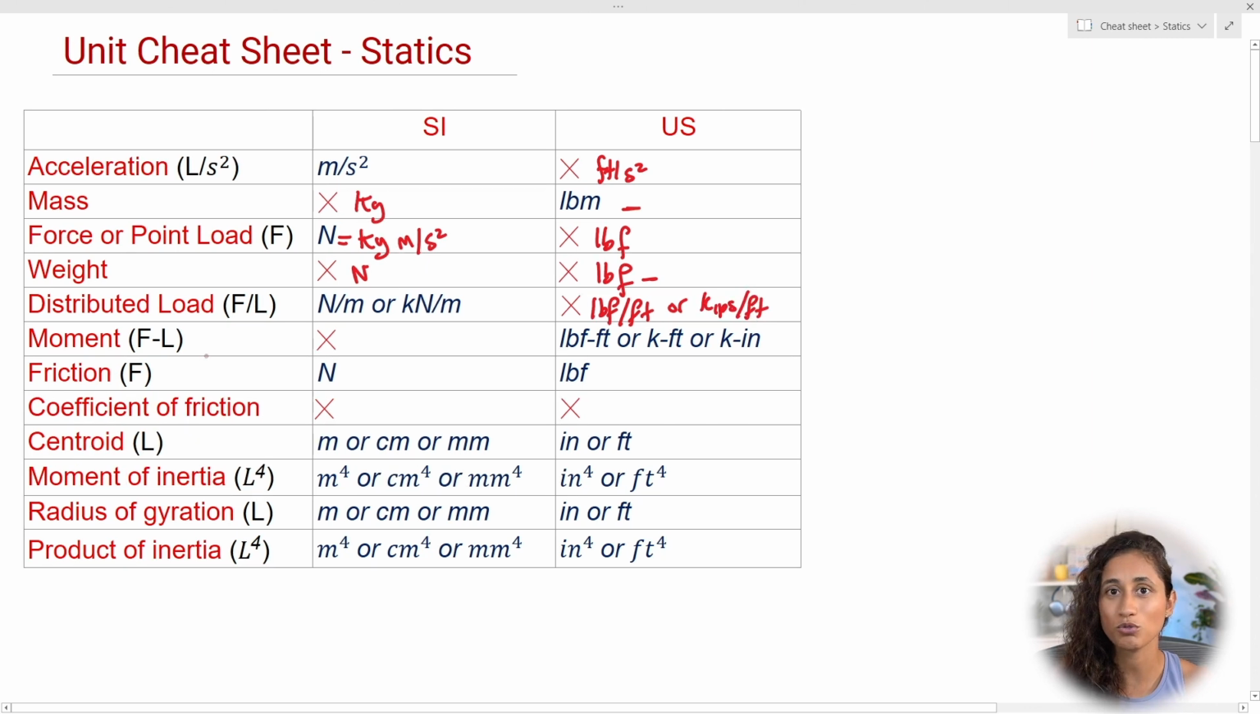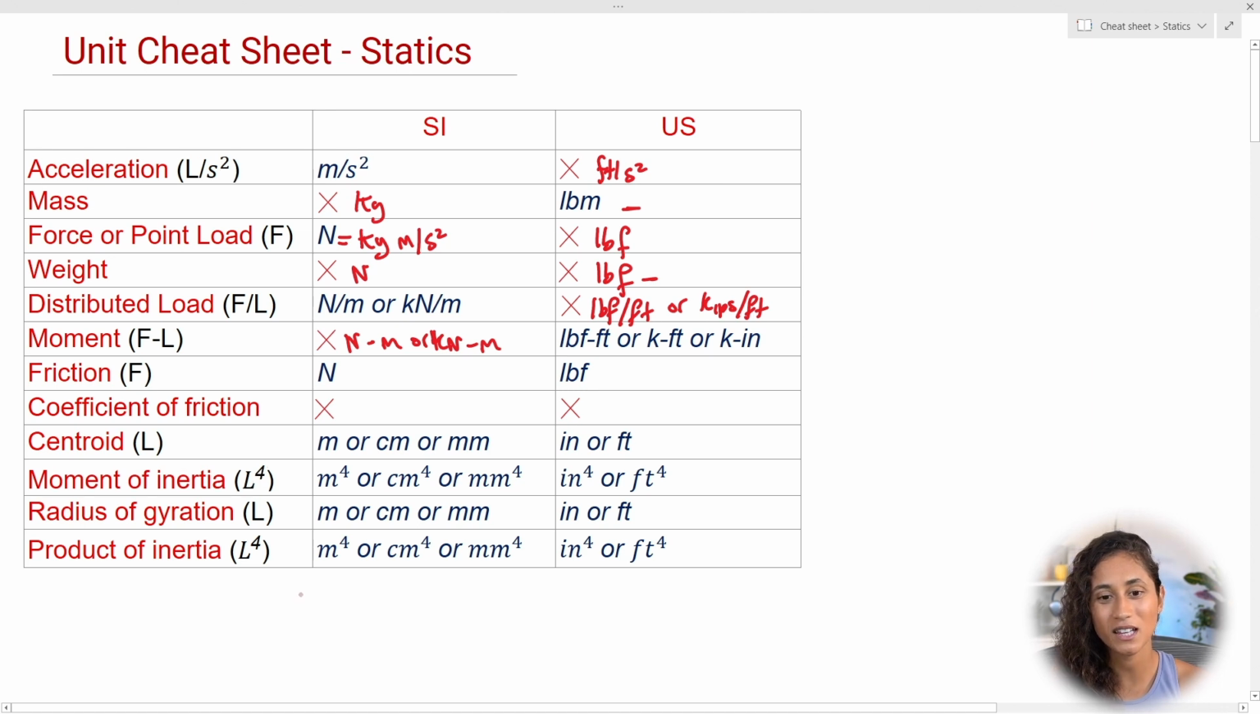Okay? Now, we also have moment, which is force times distance. Now, when we're dealing with SI units, that would be newton meter or kilonewton meter, and for US units it's going to be pound force foot or kip inch. Now kip inch is not very common. You will see it in concrete problems, but not necessarily in statics or mechanics of materials.